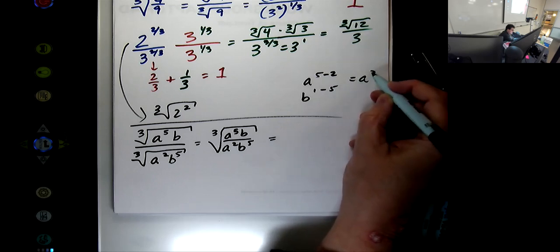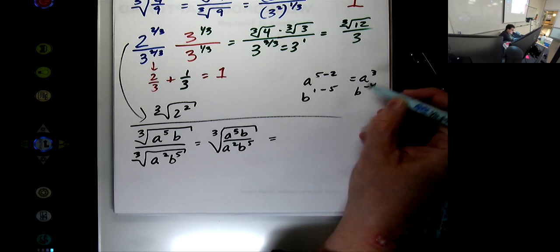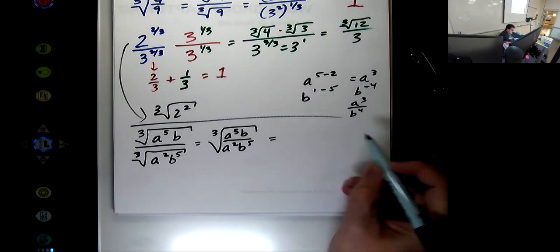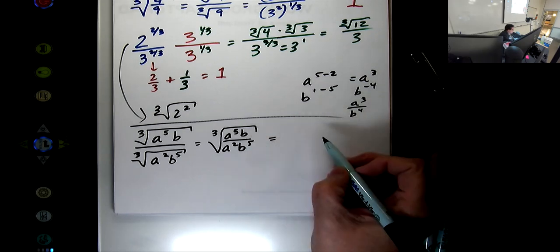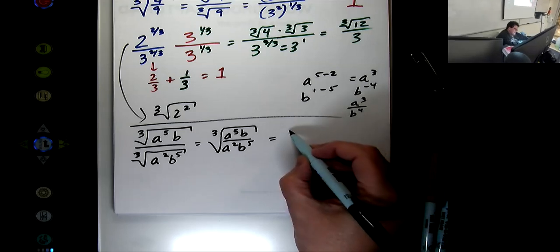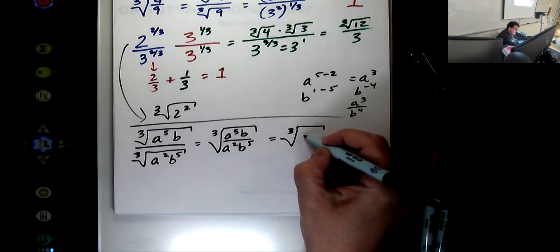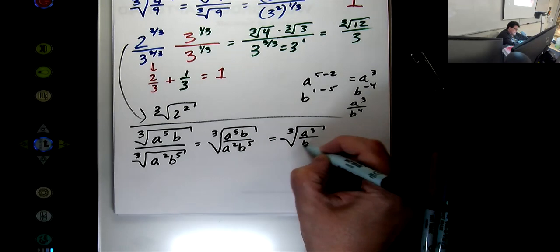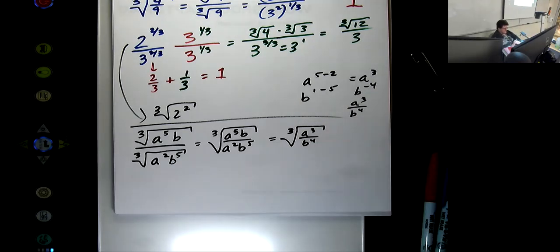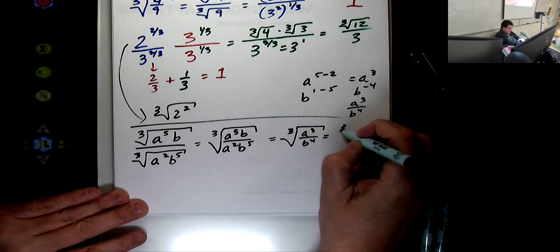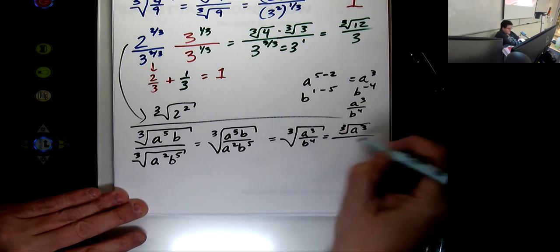We're going to end up with a cubed and b to the negative 4, which is going to be a cubed over b to the 4th. Or if you like writing them out and just canceling things that show up on top and bottom, you can do that. I think that's more work. If we do the subtraction with the exponents, we end up with a cubed on top, b to the 4th on bottom. And now we can separate it back out. We've got the cube root of a cubed on top, the cube root of b to the 4th on bottom.